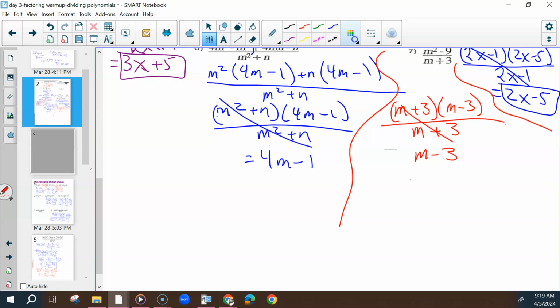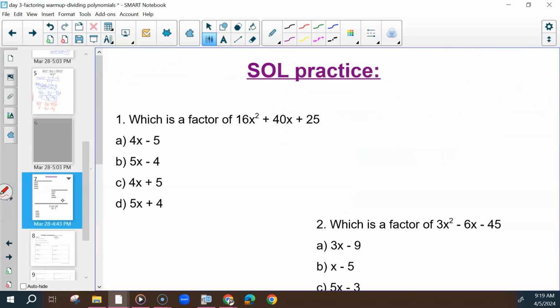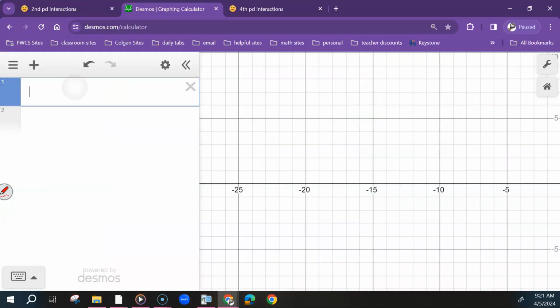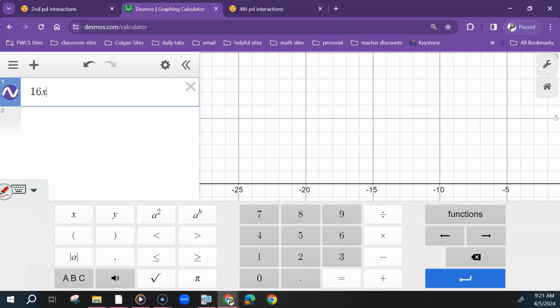Do we have any questions on how to divide polynomials by binomials? Okay. Turn to the SOL page, and if you don't have an iPad, go grab one. Then once you finish that, start typing each of the answers into another line.